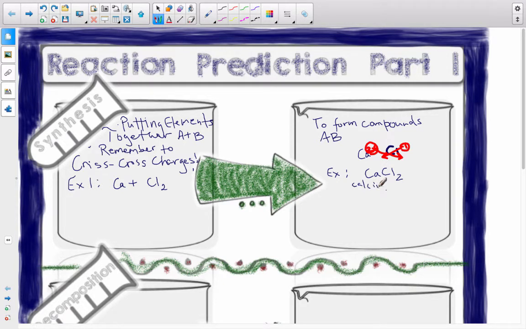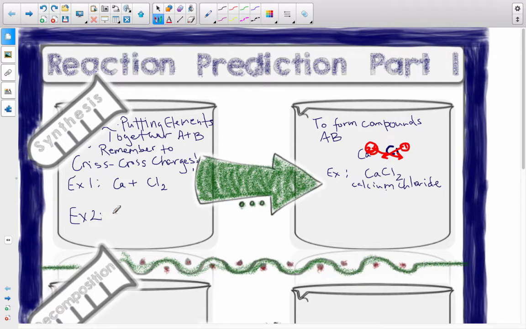Remember, we crisscross the charges to correctly write the formula, and then once that's done, we look to balance the equation. Luckily though, this equation looks like it's already taken care of because I have 1 calcium on the left, 2 chlorines on the left, and on the right, 1 calcium and 2 chlorines. So life is good. Let's do another example that maybe doesn't work out quite so nifty.